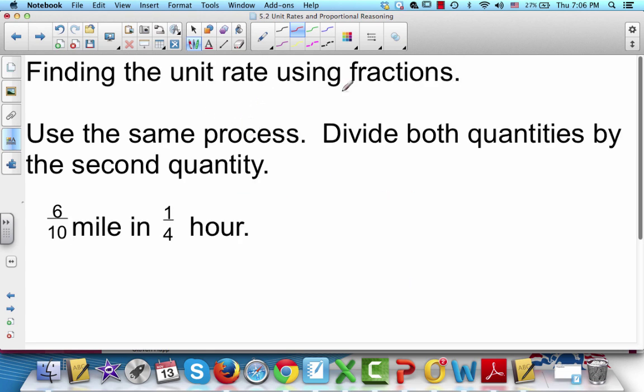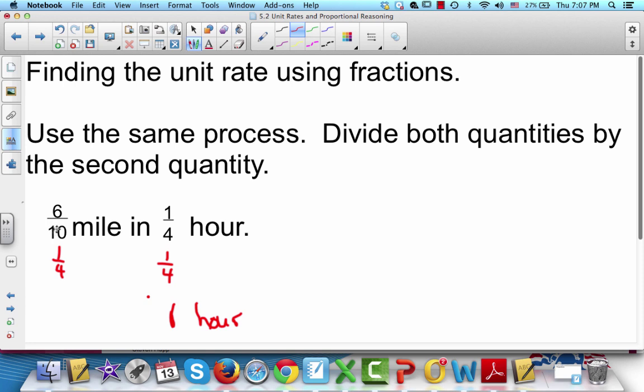All right, now find the unit rate using fractions. Oh my goodness, we got to work with fractions. Fractions are our friends. They're not our enemies. Fractions, friends. See, they even start with the same first 2 letters. Use the same process. Divide both quantities by the second quantity. So we've got 6/10 of a mile, and 1/4 of an hour. So what are we going to divide both of them by? Right, we're going to divide both of them by 1/4. Any number divided by itself is 1, so we don't even have to do this when we know it's going to be 1. So this is going to be per 1 hour.